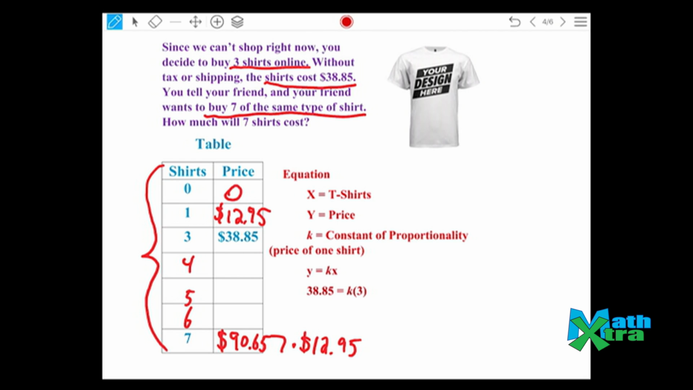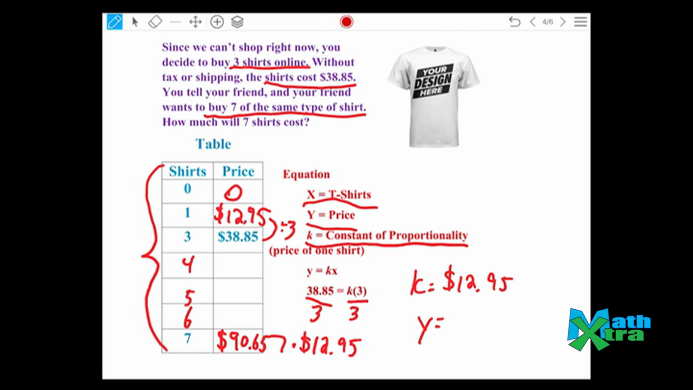So we just figured this out based on the table, but if we look at the equation where x is the t-shirts, y is the price, k is the constant of proportionality once again, which is the price of 1 shirt. So y equals kx, 38.85 equals k times 3. Just like last time, if we divide by 3, which, think about it, is the exact same thing we did in the table, then we know k is going to equal 12.95, and our equation, y equals 12.95x.